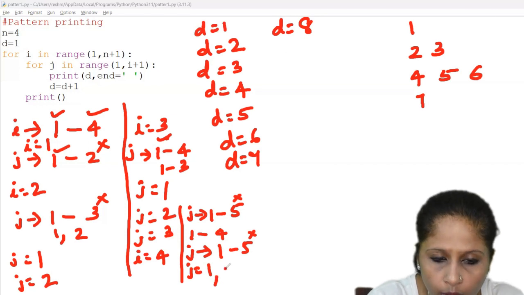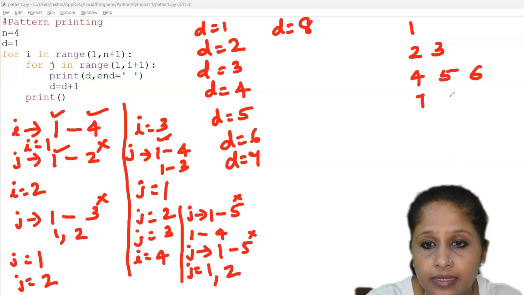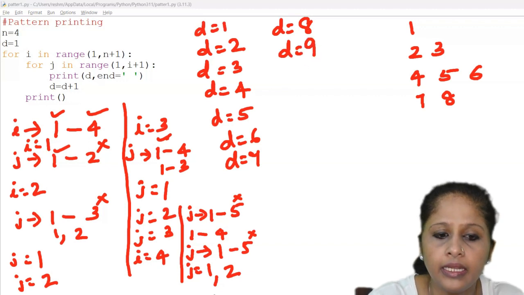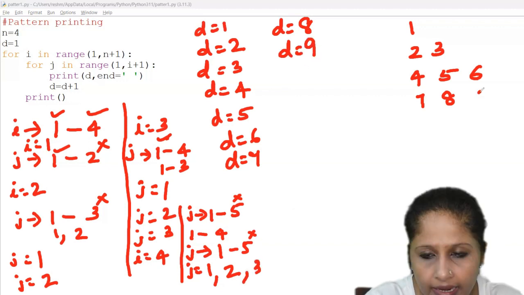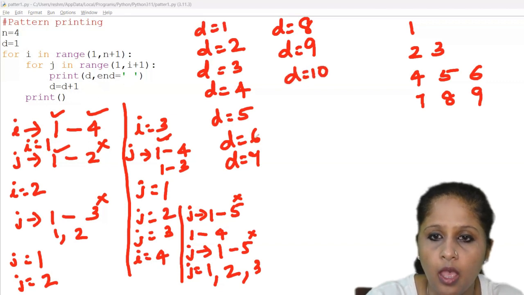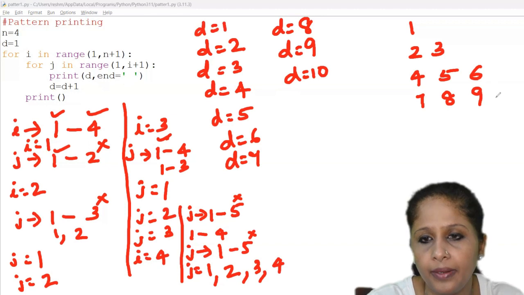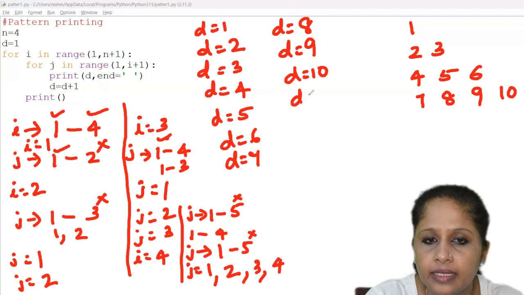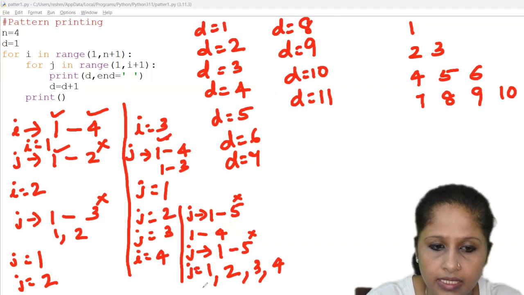Then J equal to 2, then printing this 8 here, then D is incrementing by 1, that is 9. Then J is 3, 9 will be printed and D equal to 10 now. J is 4, printing this value of D, that is 10, then D is incrementing by 1, that is 11.